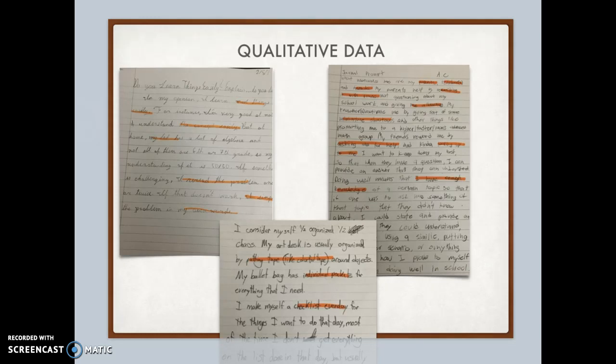The entries were anonymous. The prompts that I gave my students were: Do you consider yourself to be an organized person? Why or why not? Do you learn things easily? If something is challenging, what do you do? And what motivates you to do well in school? What does doing well in school mean to you?